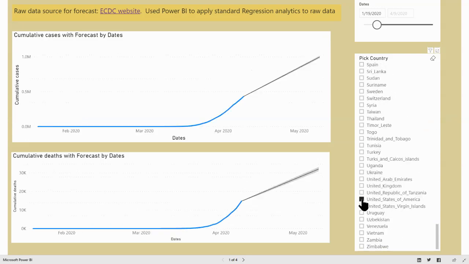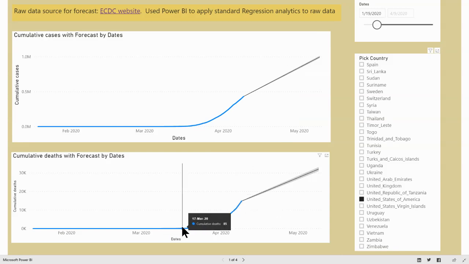So if I choose United States of America, if we look here, there were no cases until about the 22nd, 23rd of January, and then look at the phenomenal rise in cases to about 430,000 by the 9th of April. And those cases are projected to increase to 829,000 by the end of April. So more than double, assuming the current growth path continues.